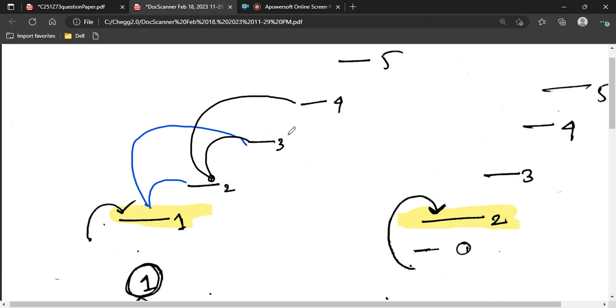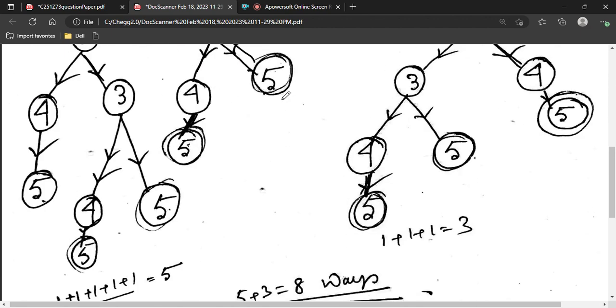Now if you are here at stair number 3, how many choices do you have? You can either go from 3 to 4, or you can go directly from 3 to 5, right? That's what I write here. Now, if you are in 3 to 4, then you have to go 4 to 5, right?